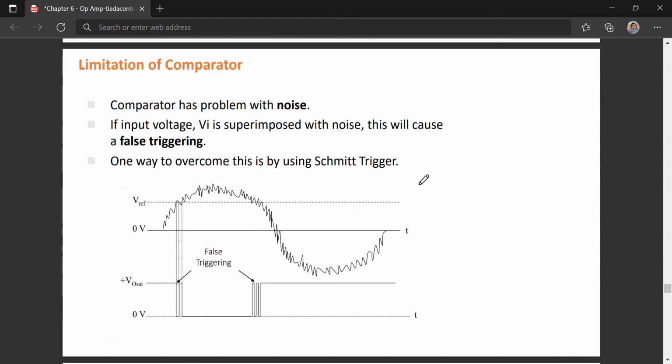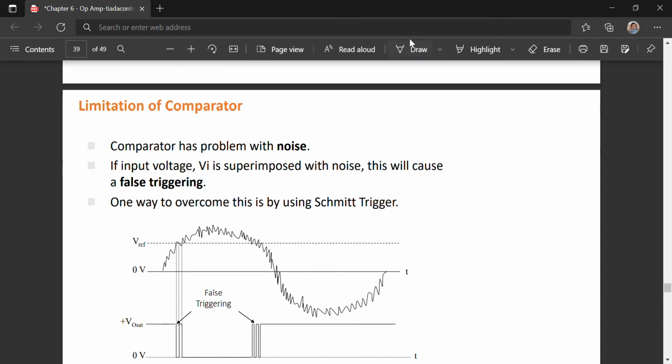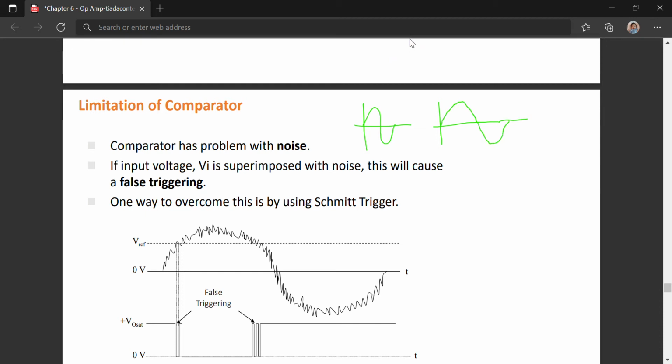Okay, so let's see the limitation of the comparator. The problem with the comparator is noise, because in reality the signal is not really smooth. Okay, there might be some noise from the wiring, from the connection, from the supply, so we get something like noise in the signal. So actually the signal is not smooth.